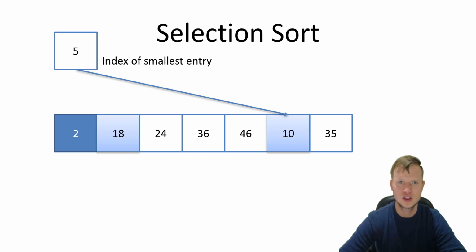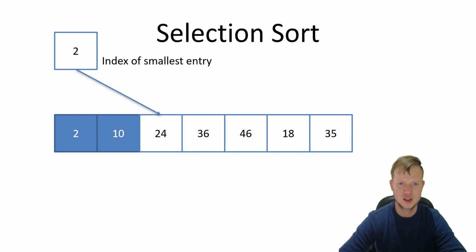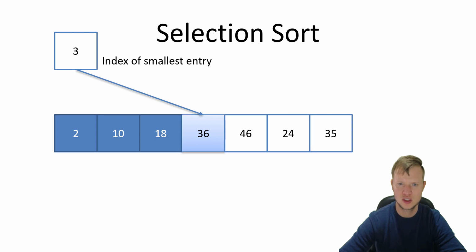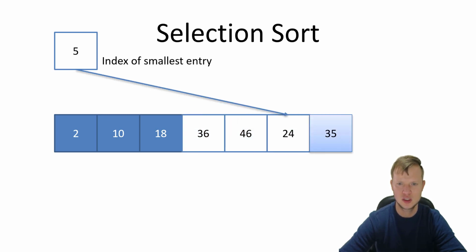So now we've got 10 as the smallest entry and we've got 18, and we swap them around and we can assume that 2 and 10 now are in their right place. And this idea will continue. 24, 18 is smaller, we swap 18 and 24 around, and 18 is now in its right position. 36, 24 is smaller, so we update the smallest entry index and we swap 24 and 36 around.